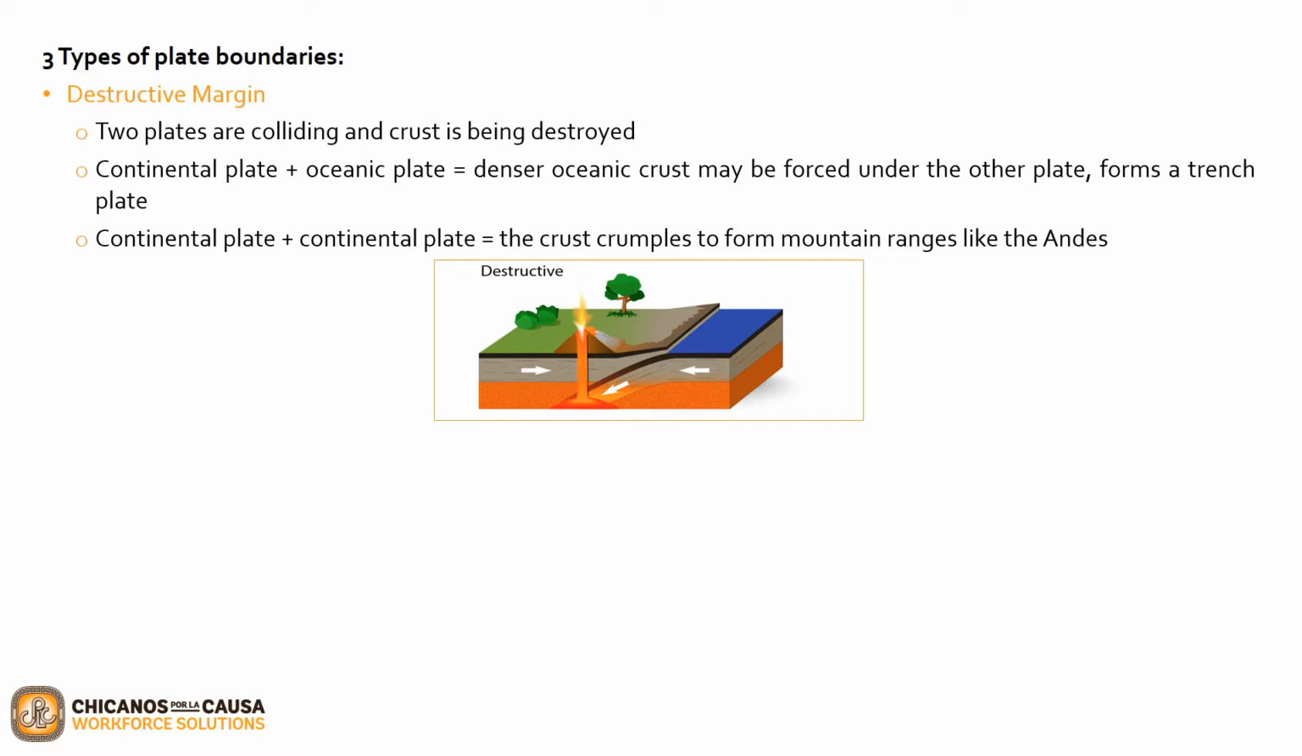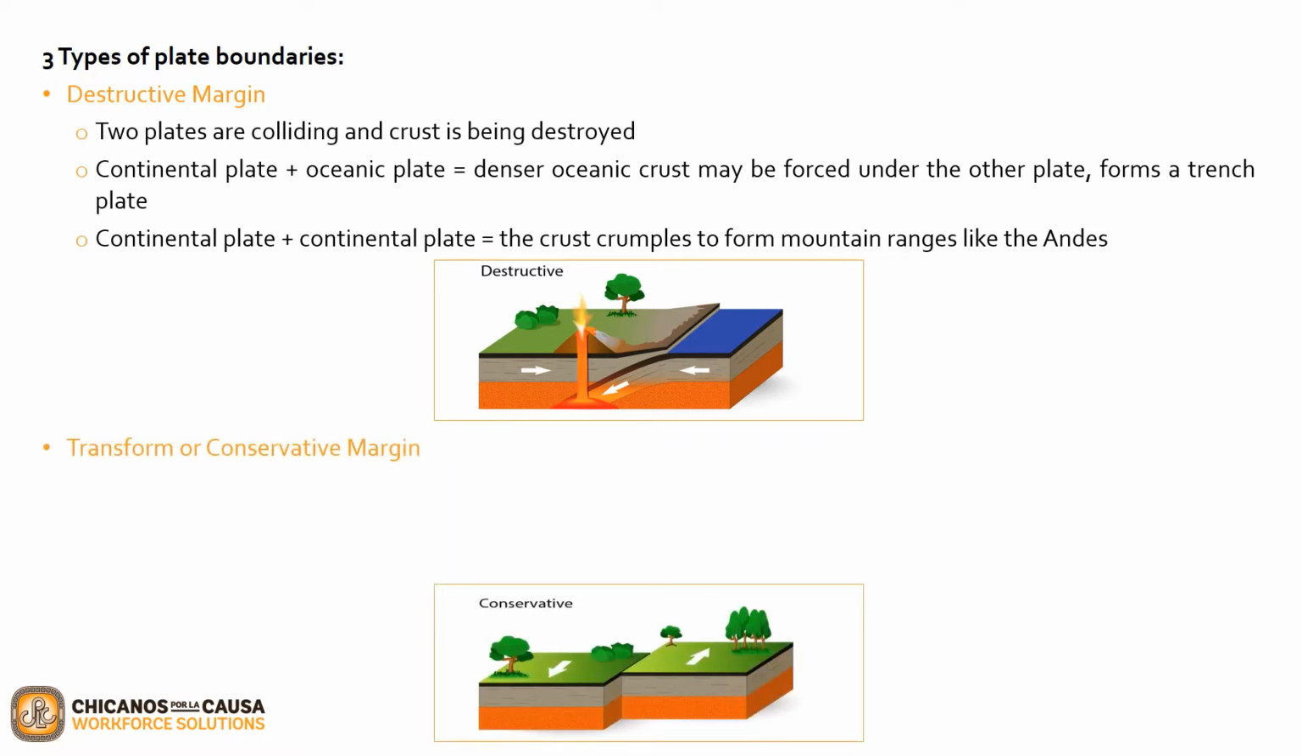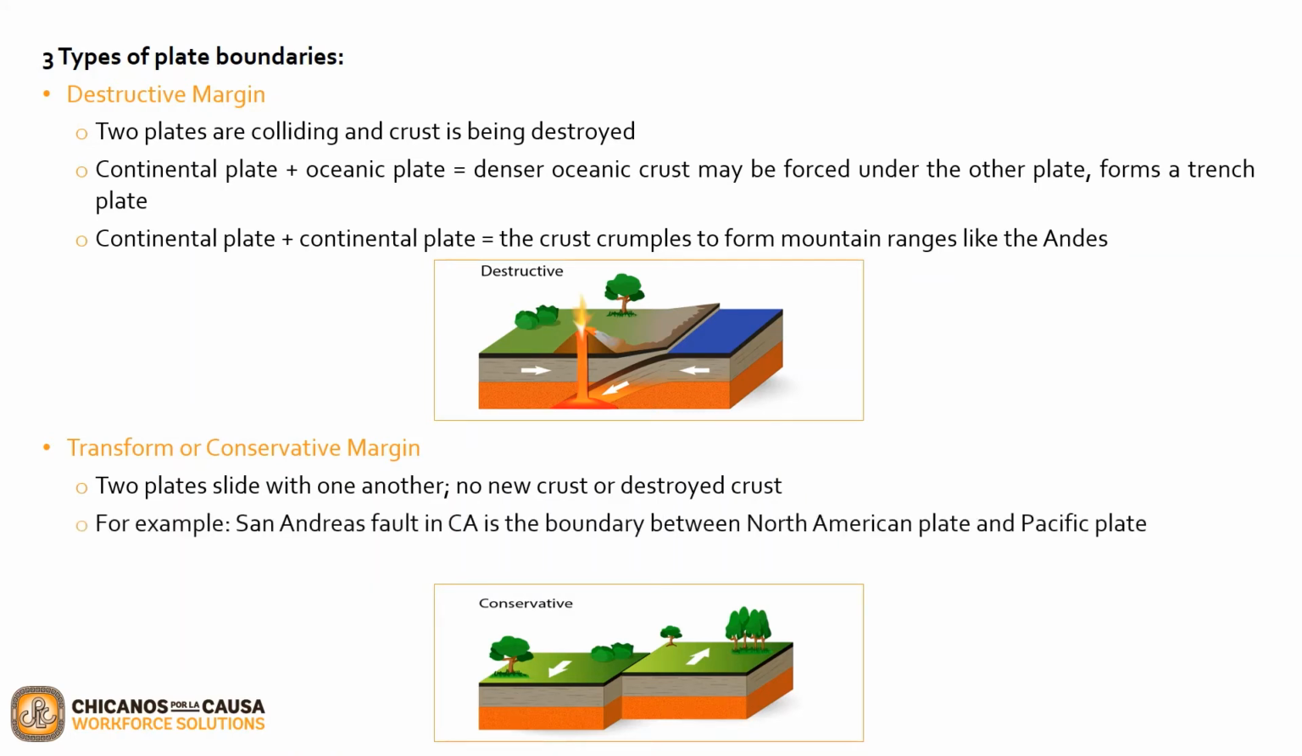Finally, the third margin is called a transform or conservative margin. In a conservative margin, two plates slide past one another. There is no new crust made or destroyed, which is good. A great example is the San Andreas Fault in California. The San Andreas Fault is the boundary between the North American plate and the Pacific plate. So whenever the San Andreas Fault moves northwest, an earthquake is created.